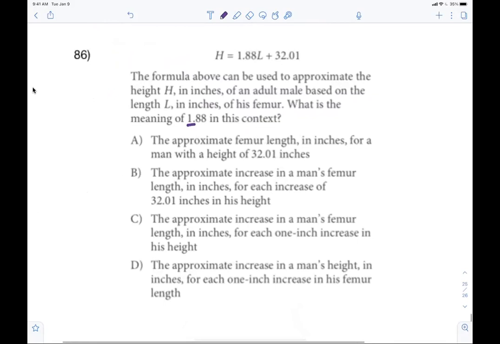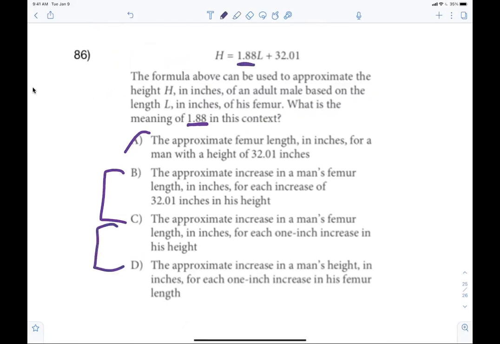1.88. I want everybody to tell me, what does 1.88 represent? The slope. That means it has to have something to do with increasing, right? Because it's positive. So which one says something about increasing? B and C. So D and A are out. That's how you do this. So B, C, and D are all increases. Thank you.